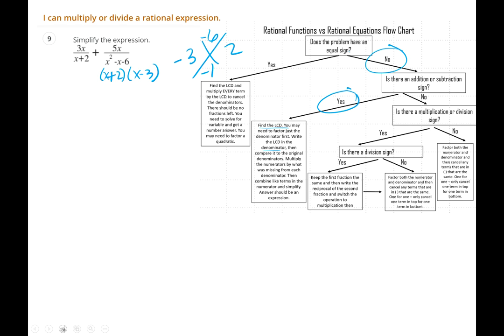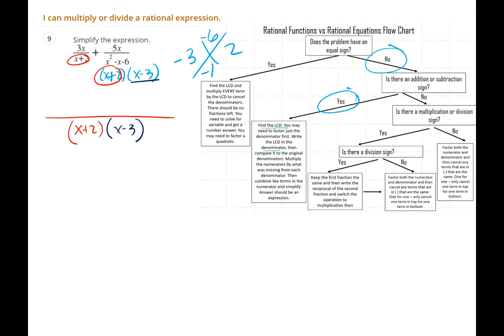If you notice, I'm going to circle what matches. So I know one of the factors of my LCD is x plus 2. Then I'm going to underline everything else, and the circled gets written once, and everything else gets written.